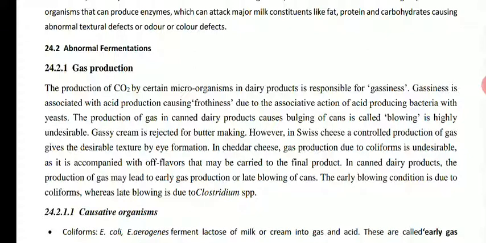In that, first we are going to see gas production. The production of CO2 by certain microorganisms in dairy products is responsible for gasiness. So production of gas, especially CO2, this property of the fermentation process is known as gasiness, and this is an abnormal condition as far as fermentation is considered.